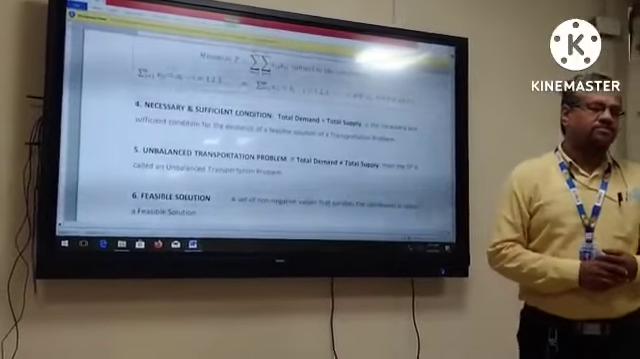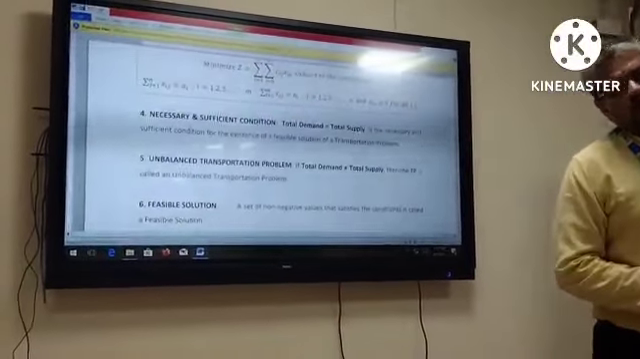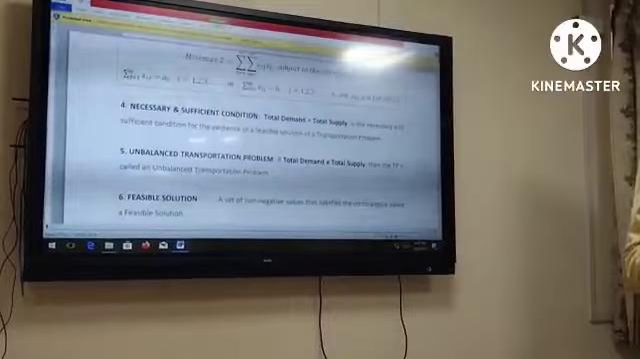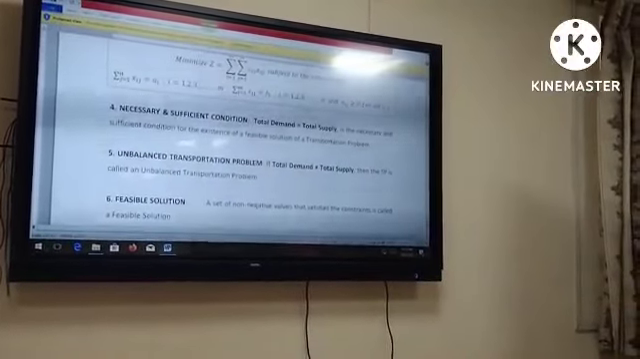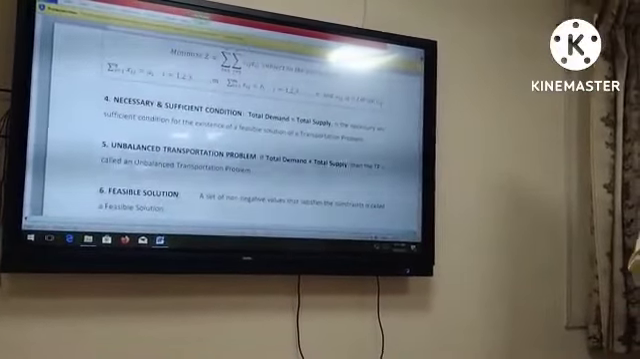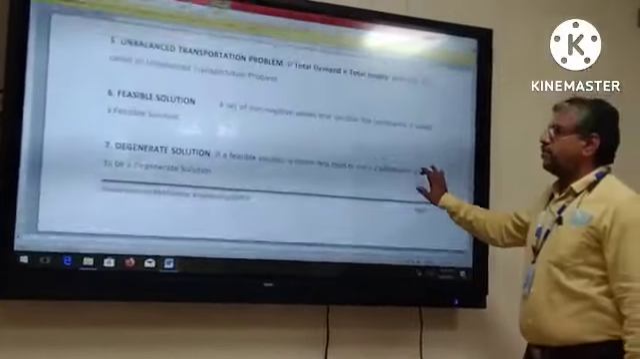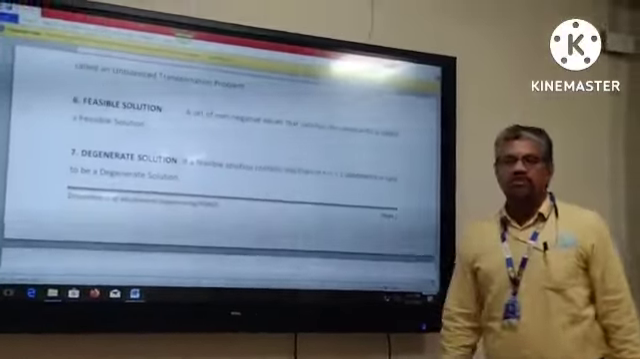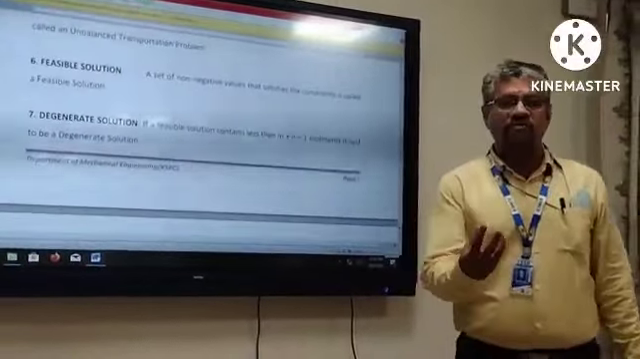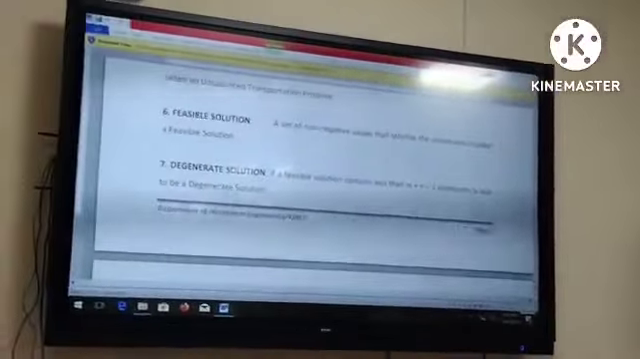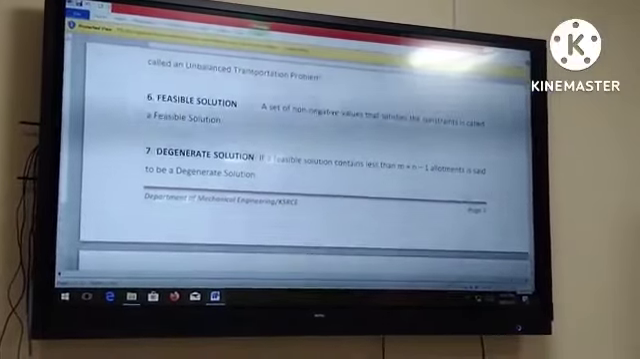Then unbalanced transportation problem. What is an unbalanced transportation problem? Suppose total demand is not equal to total supply, then it is called an unbalanced transportation problem. Then what is a feasible solution? A set of non-negative values which satisfies the constraints is called a feasible solution.